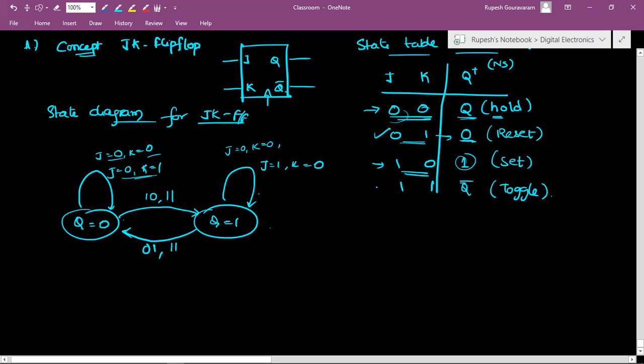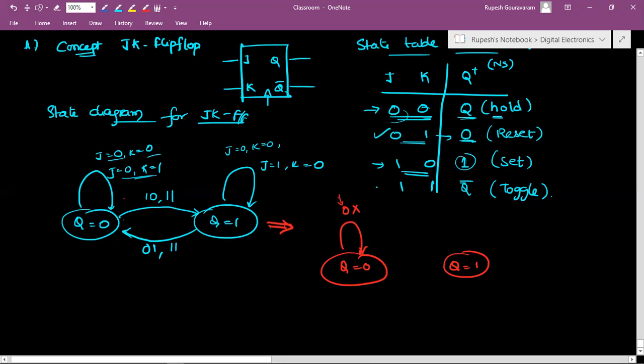So the same state diagram can be represented in one more form also. See here carefully. The same state diagram can be represented like this. So there is Q is equal to 0 and there is Q is equal to 1, and Q is equal to 0 remains at Q is equal to 0 for two cases, that is 0 0 and 0 1. So irrespective of what the second digit is, K is don't care. If the first digit is 0, that is, if J is 0, then Q will remain in 0.